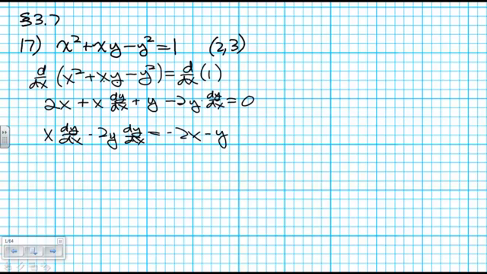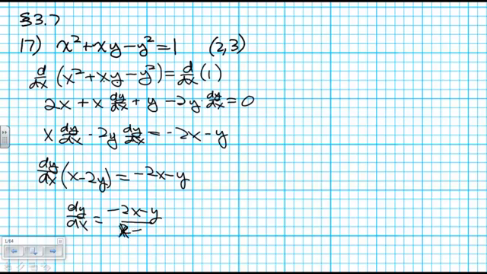Now you factor out a dy dx. So I factor out the dy dx, and what does it leave me? x minus 2y. Can we keep going? Then you would divide by x minus 2y. Excellent. And what do I get when I divide by x minus 2y? Negative 2x minus y over x minus 2y. Oops.